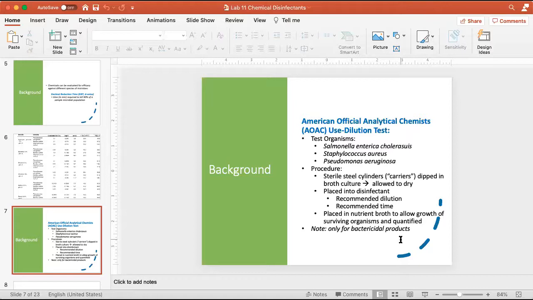You'd be looking at a reduction in cell number. It's the same thing with DRT. You're looking at a reduction of cell number.